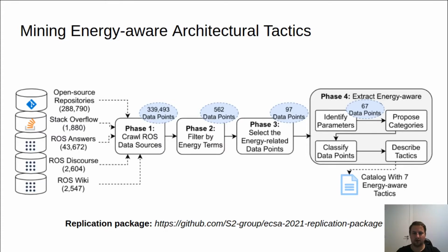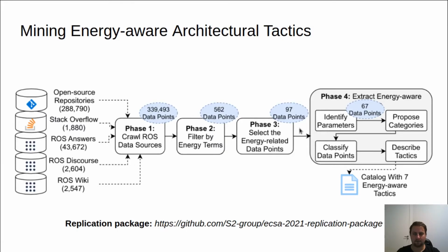In phase 3, we manually identify 97 data points with architecturally relevant discussion. And finally, in phase 4, we synthesize the architectural tactics for energy-aware robotic software via thematic analysis and document a catalog with 7 energy-aware tactics available in the replication package. All these phases can be reproduced with the tools we provide in the replication package, linked at the bottom of this slide.